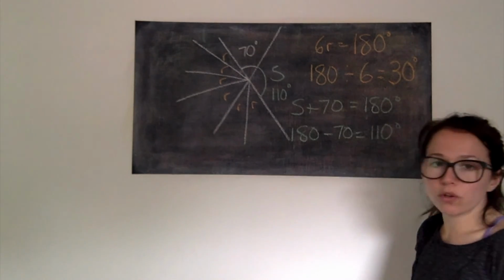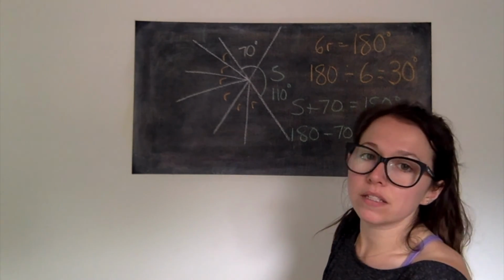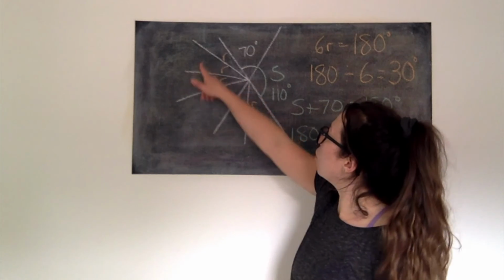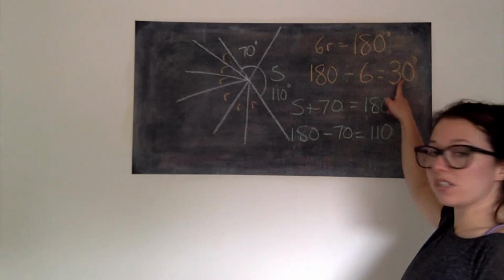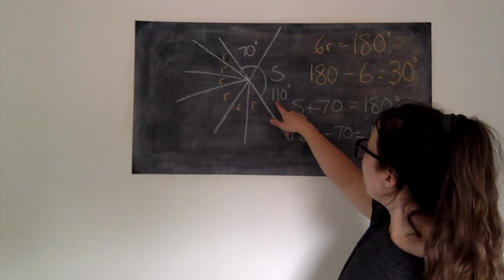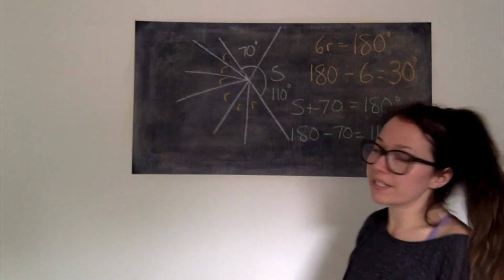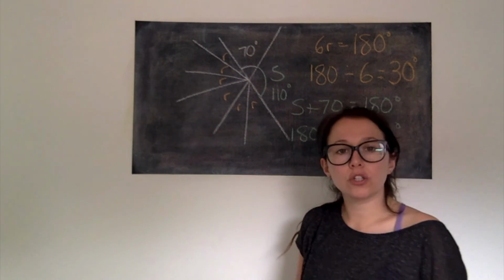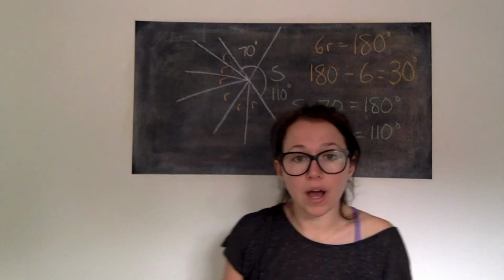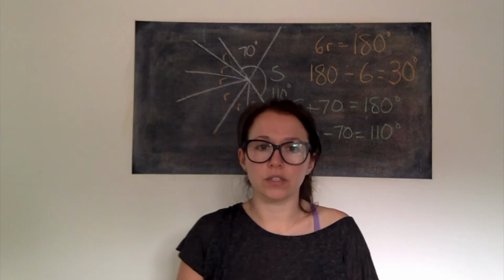If you're not sure about your answer, you can always check and use estimation. So here we know that these are all acute angles, so my 30 degrees would match. And here we know this is an obtuse angle, so 110 degrees would match as well. Okay, so use your estimation to check the accuracy of your calculations.